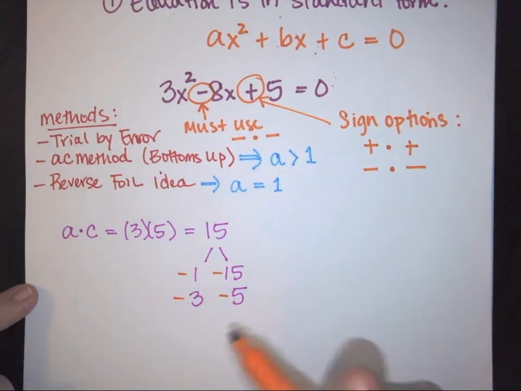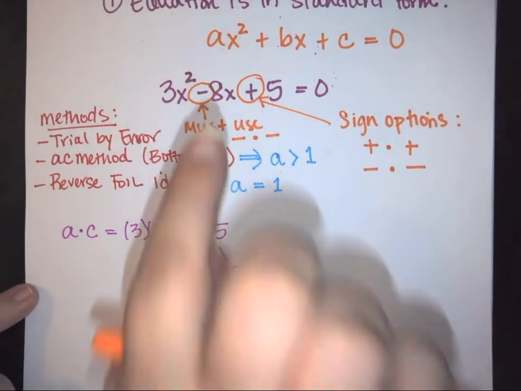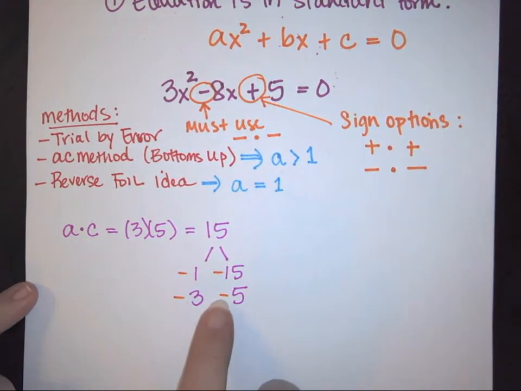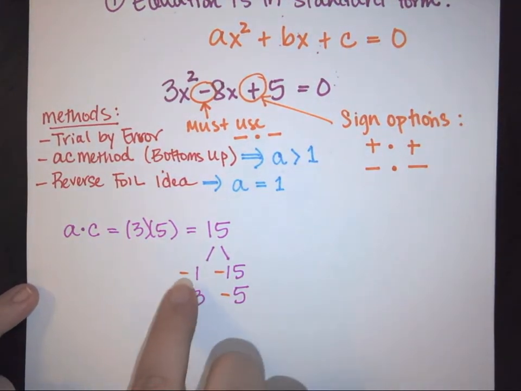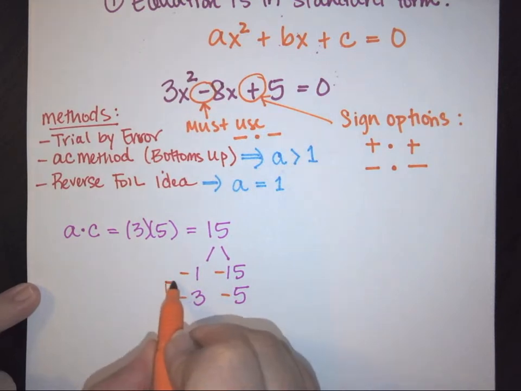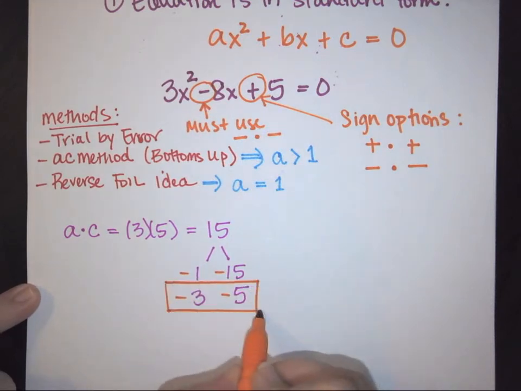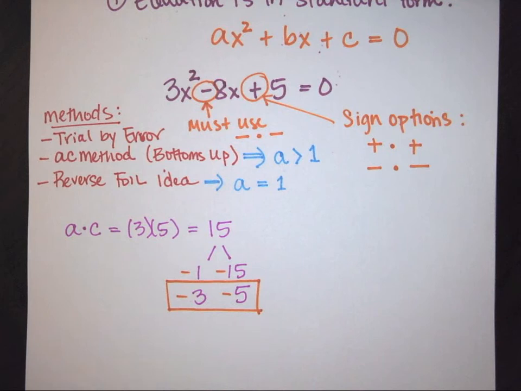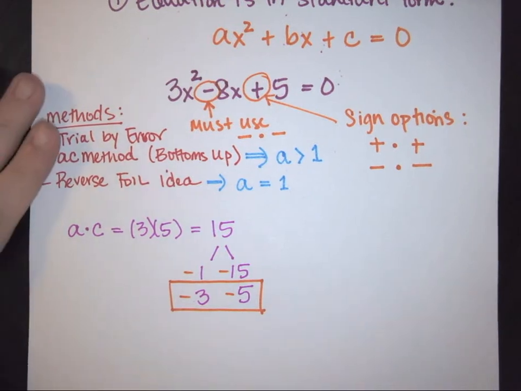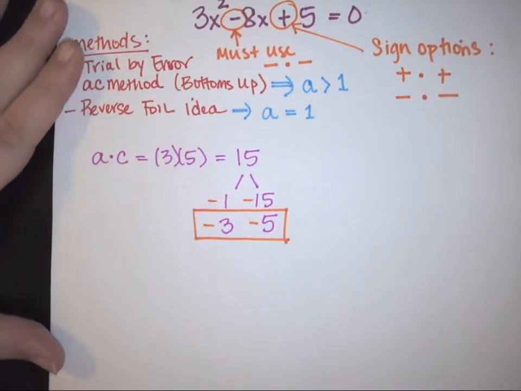And in this case, I want a combination of factors that's going to give me the negative 8. So if I'm looking at my two factors here, I have negative 1 and negative 15, 3 and 5. So the only combination that's going to come close to giving me negative 8 would be that negative 3, negative 5. So once I know that, then I can do what's called set up my factor.